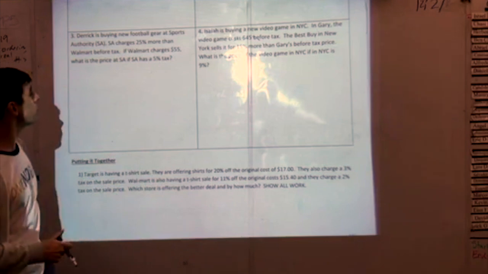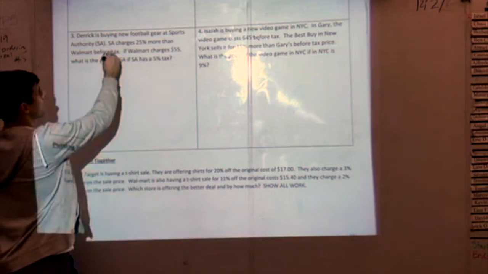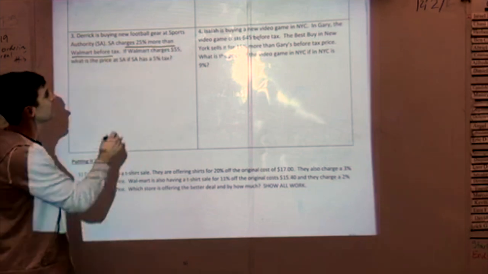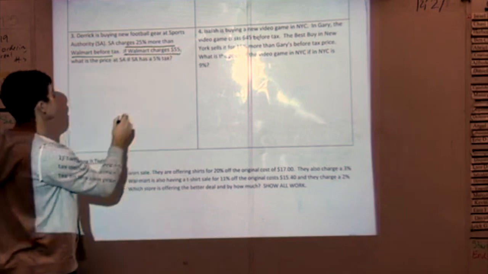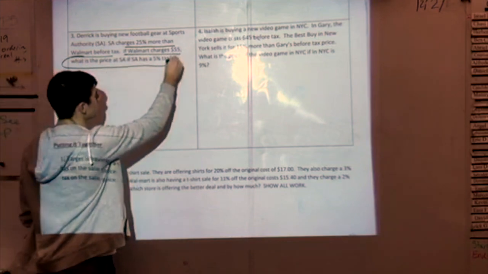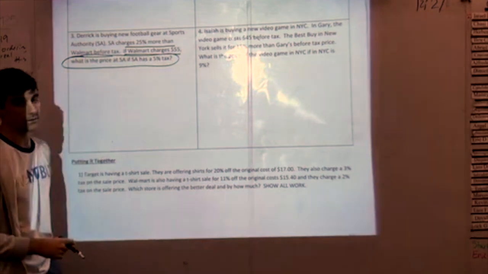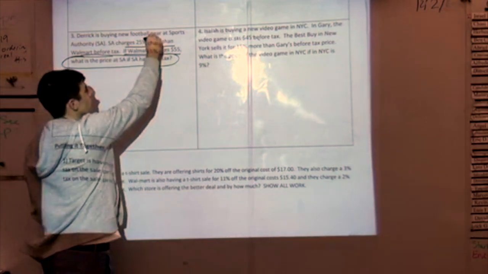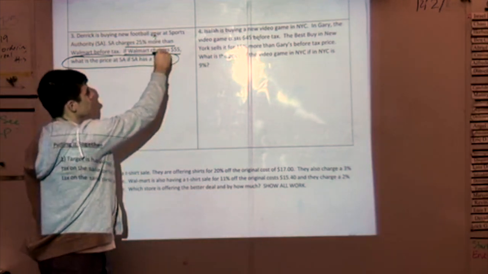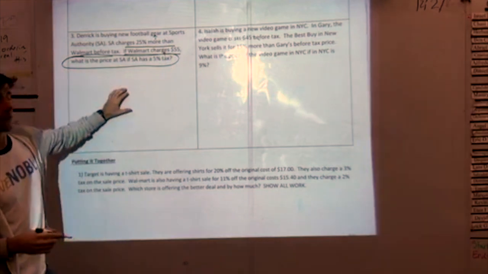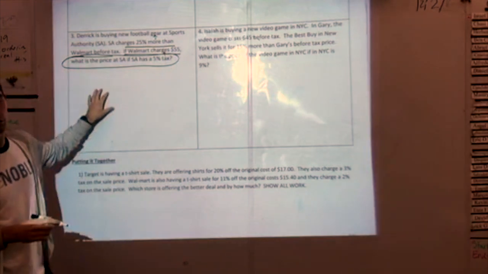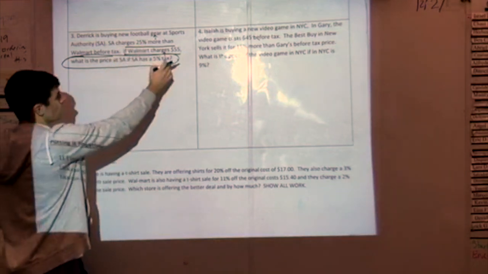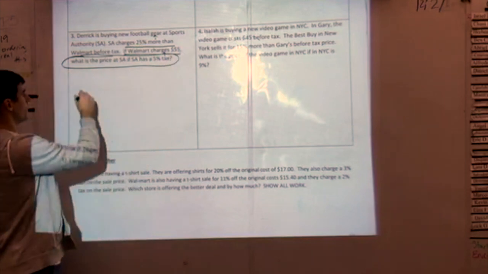Number 3, Derek is buying new football gear at Sports Authority. Sports Authority charges 25% more than Walmart before tax. If Walmart charges $55, what is the price at Sports Authority if Sports Authority has a 5% tax? There's a lot going on here, okay? Notice how this is saying 25% more, and it has a 5% tax. This is not one of those standard like discount then add a tax. It sounds like we're actually going to be increasing the value 2 separate times here.